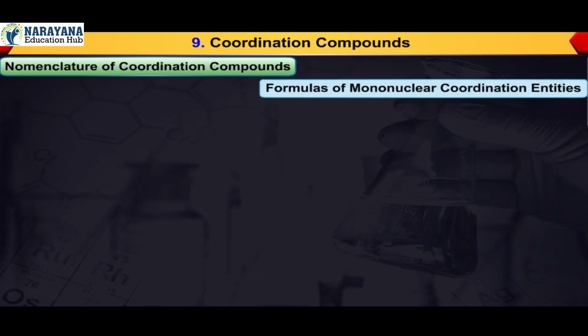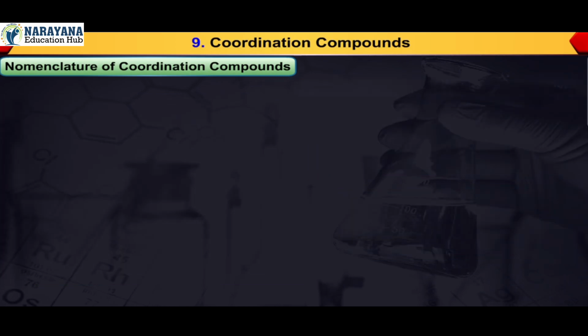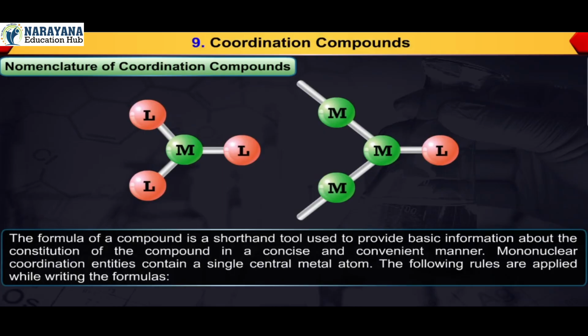Formulas of mononuclear coordination entities. The formula of a compound is a shorthand tool used to provide basic information about the constitution of the compound in a concise and convenient manner. Mononuclear coordination entities contain a single central metal atom. The following rules are applied while writing the formulas.